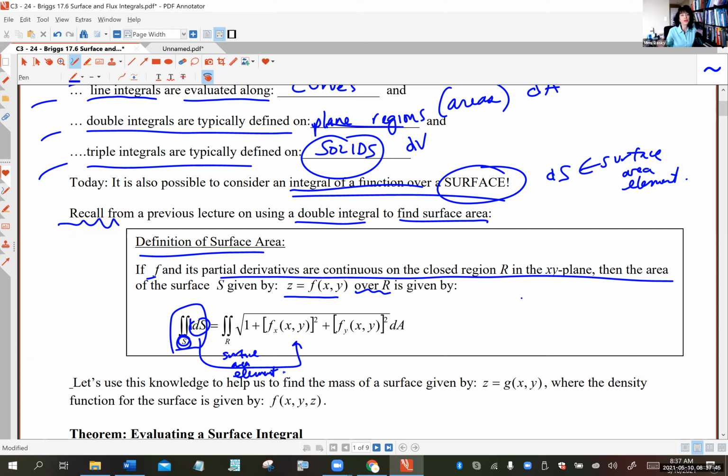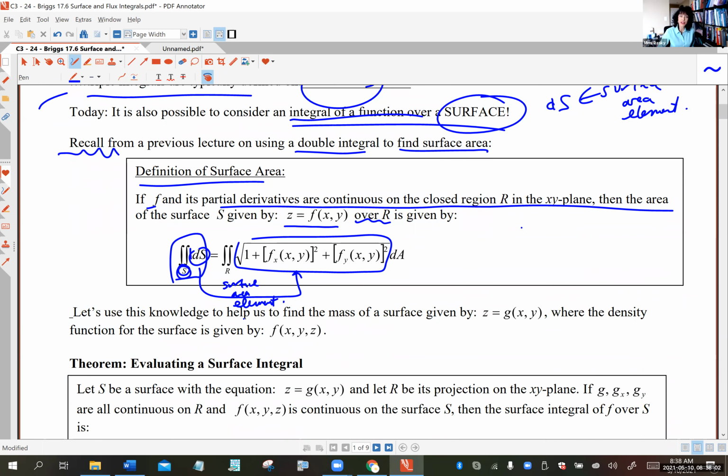We did it by finding the area of a parallelogram. I don't know if you recall, I had to do a cross product to get this. It was nasty. The magnitude of the cross product was this horrible looking radical. And that was the surface area element.